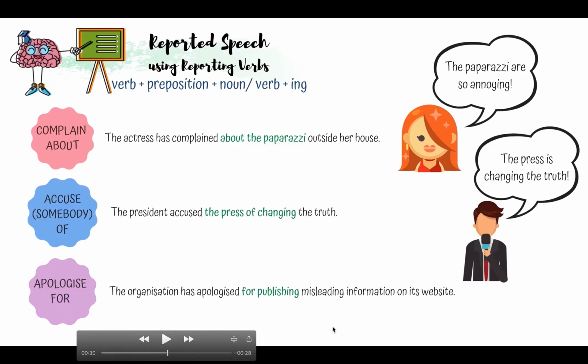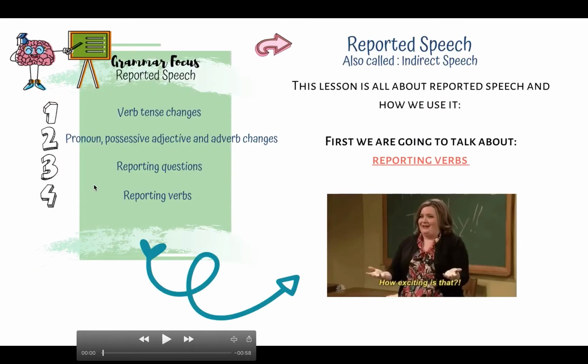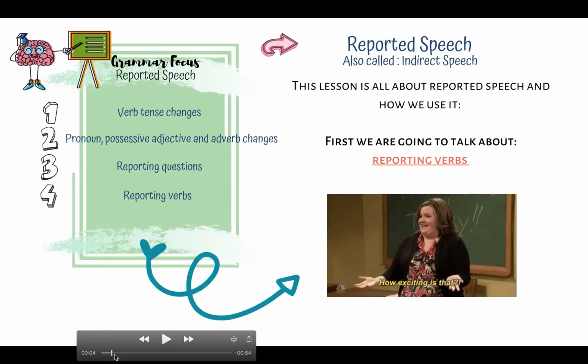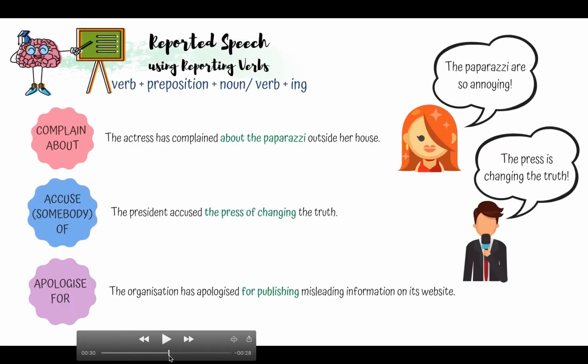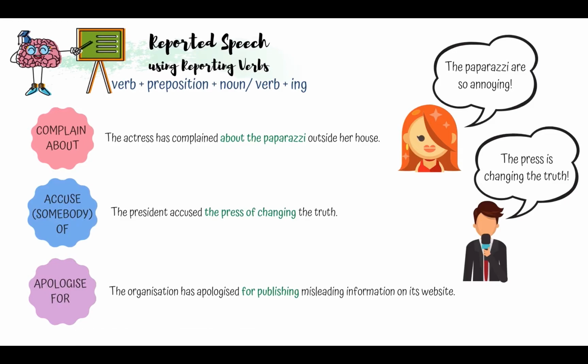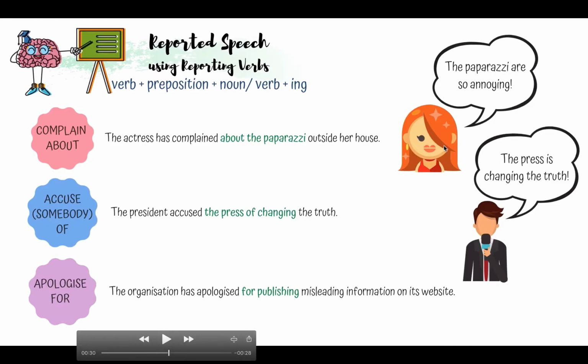Okay. So here we have 3 verbs. Oh, sorry, my bad. We're going to go back to this page. So here we have 3 verbs. Now, with these 3 verbs, we have to follow the pattern of verb plus preposition plus noun, or a verb in the ing form. So, let's have a look at our 2 examples.